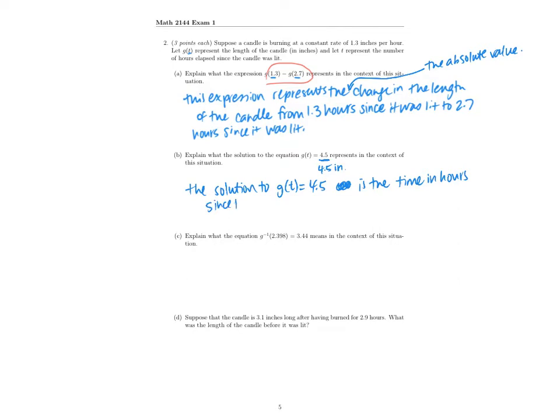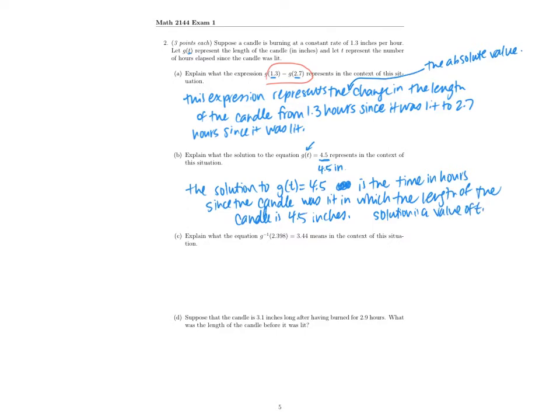since the candle was lit, in which the length of the candle is 4.5 inches. In other words, the solution would be the value of T. So the solution is a value of T. So at what time is the length of the candle 4.5 inches?